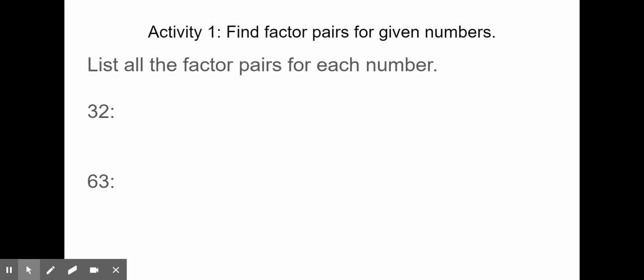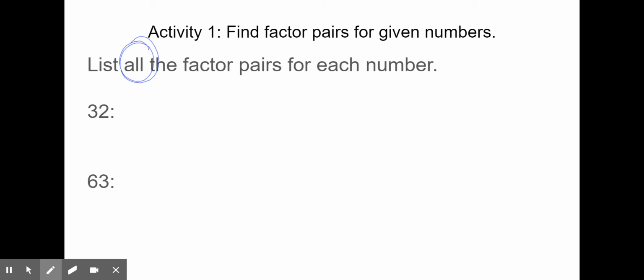All right, so let's go ahead and jump in. I've broken this lesson into activities. First activity says find factor pairs for the given numbers. So here's some practice with finding factor pairs. The direction says list all the factor pairs for each number, and I want to circle the word all.